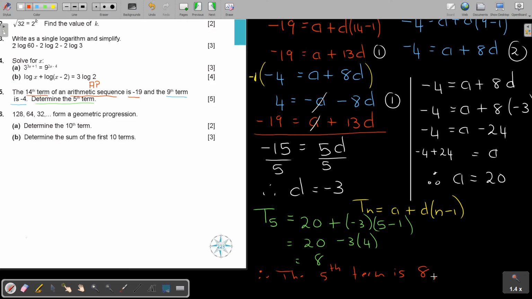And that's the final answer. Okay, that's how you do it. Not so difficult. But first run through the basics and then tackle the sums. Let's do the next one.